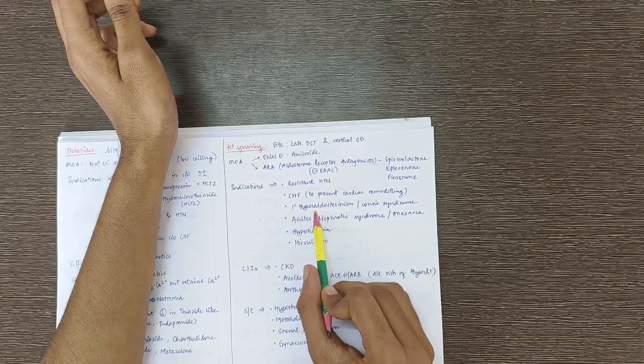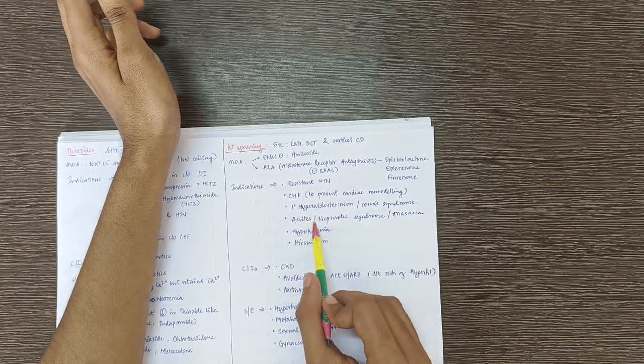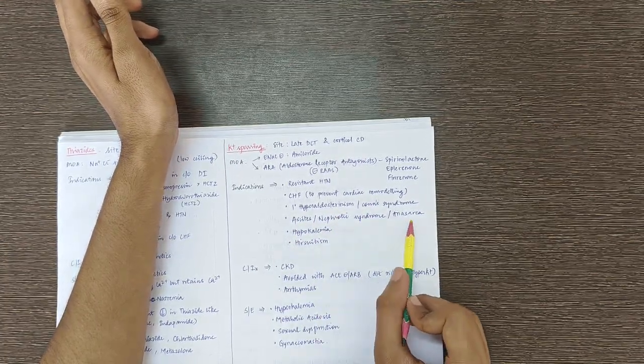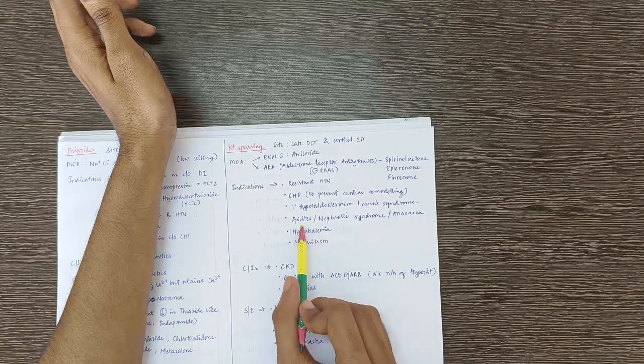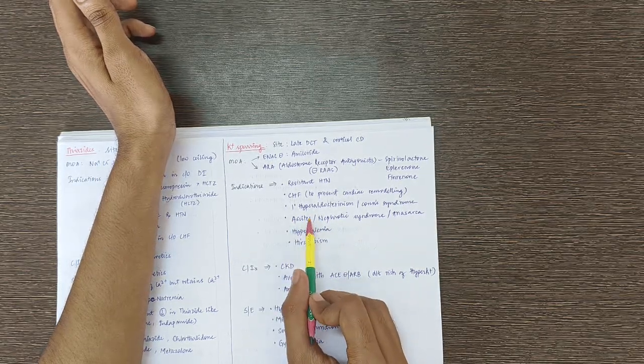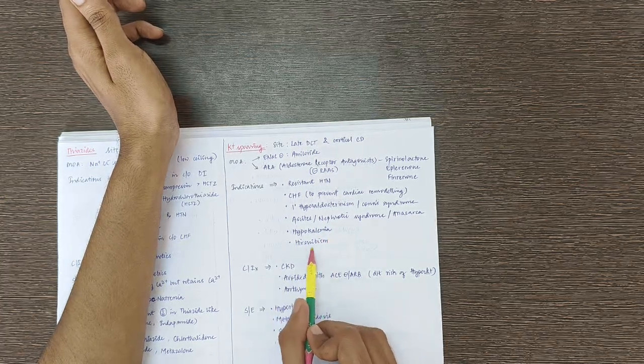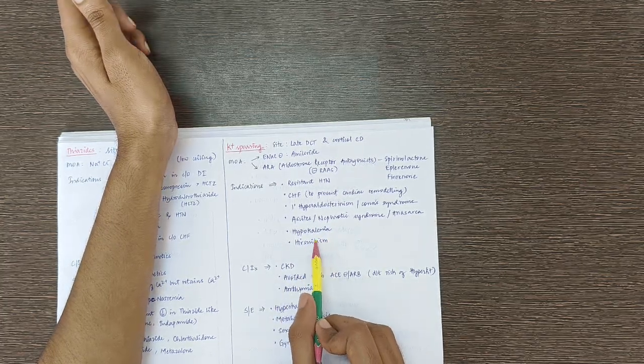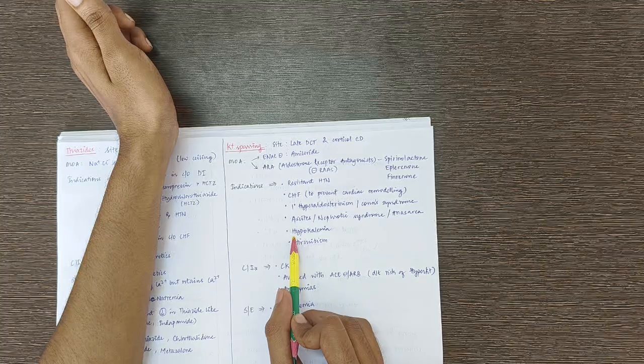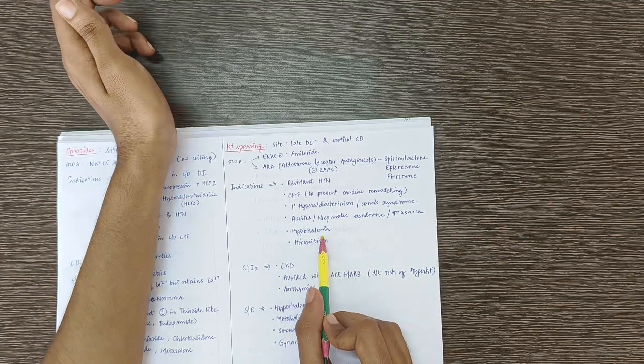The next is primary hyperaldosteronism, that is Conn syndrome. Ascites, nephrotic syndrome, anasarca, wherever there is fluid, especially in case of hepatic failure, ascites occurs. There it is most commonly used. Hypokalemia, hirsutism, all these can be caused. Why? Because it is sparing potassium, so it can be used as an advantage in case of hypokalemia.